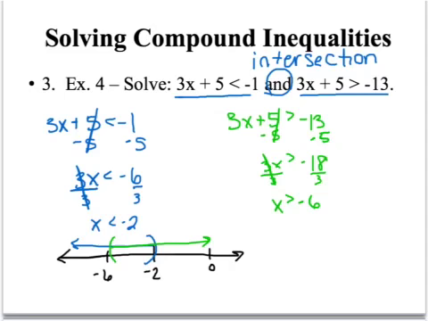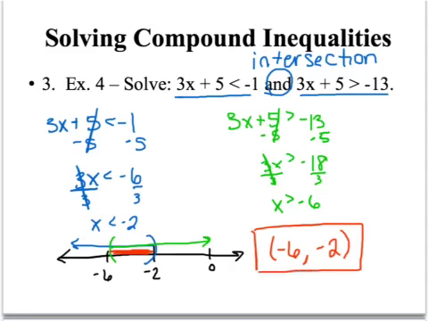Alright, so intersection deals with where the solutions overlap. If you see here, the solutions are going to overlap between negative 6 and negative 2. Anywhere between those two values, those are going to be solutions that are common to both inequalities. So when I go to write my final answer in interval notation, it's going to be all those numbers that are between negative 6 and negative 2. Now they're not equal to negative 6 or negative 2, but they're the next ones after.